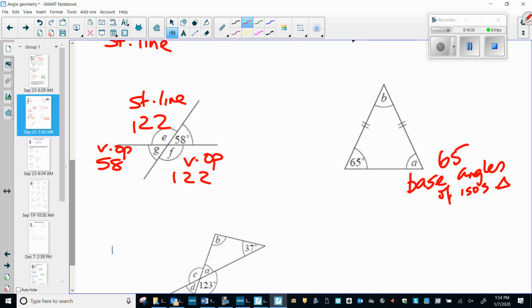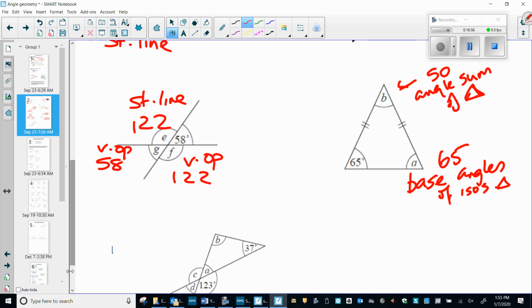And then B would be what? 50. And what would the reason for that one be? Angles in a triangle, angle sum of a triangle. And you don't need to mention that it's an isosceles triangle at that point because you've already worked out that missing one there.